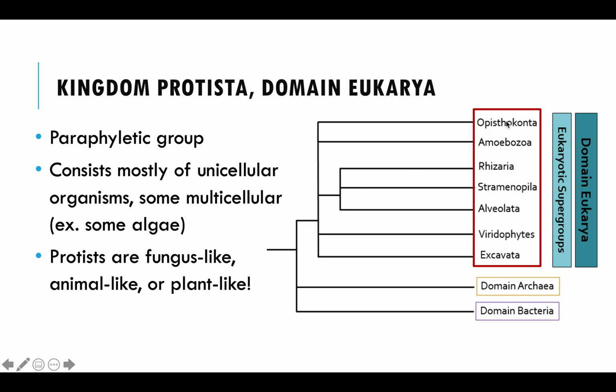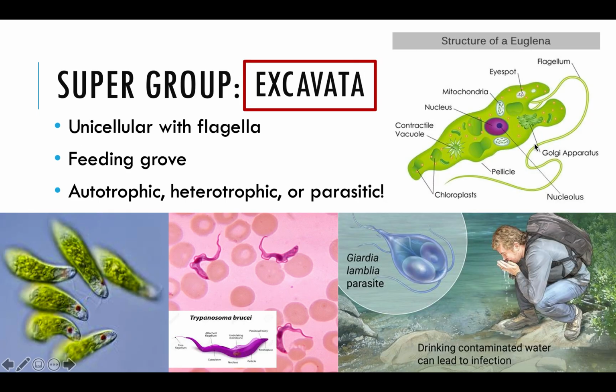So there are 7 supergroups, okay, that you're going to need to know. Remember, all of these belong to domain Eukarya. So they have those membrane-bound organelles, they have a nucleus, things like that. So we're going to start by going through each group individually. So excavata, this group has multiple different kinds of protists here. Primarily their synapomorphy, or the trait that unites all of them together, is that they have a feeding groove.